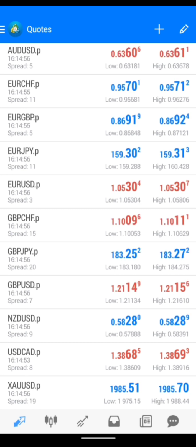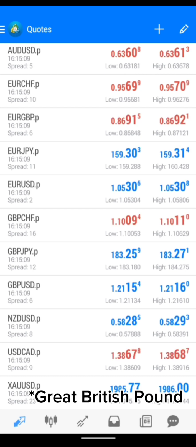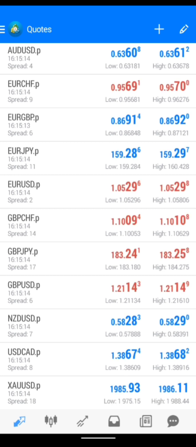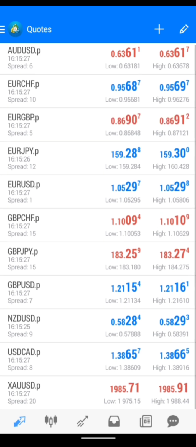The first pair on your screen is the AUD USD, Australian dollar against the US dollar. We have the EUR CHF, that's the euro against the Swiss franc. We have the EUR GBP, that's euro against Great Britain pound. GBP is the abbreviation of Great Britain pound, EUR is the abbreviation of euro, CHF is the abbreviation of Swiss franc. JPY, Japanese yen. NZD, New Zealand dollar. CAD, Canadian dollar. Below that is gold, that is XAU USD, so gold against the dollar.